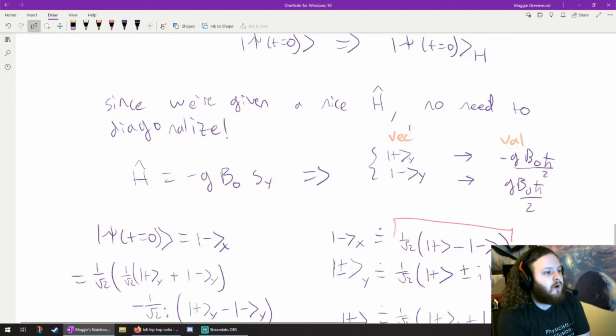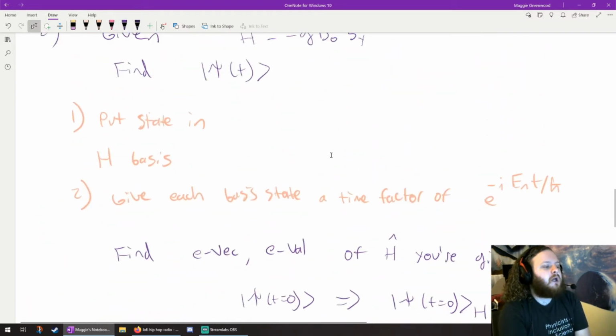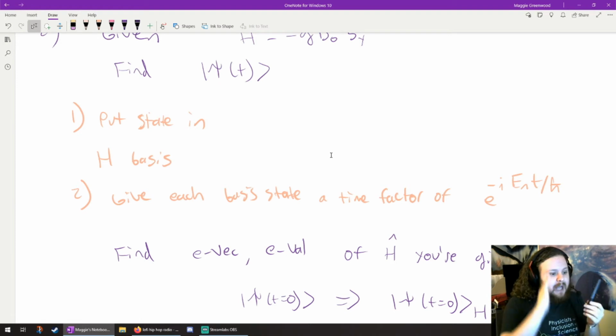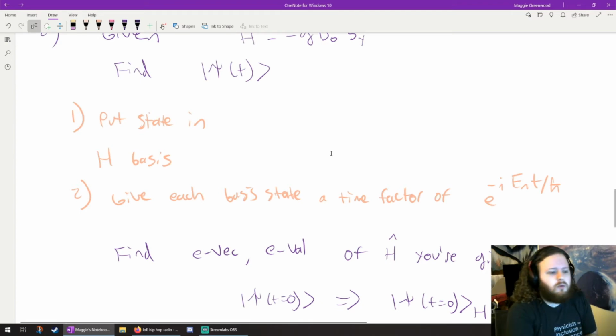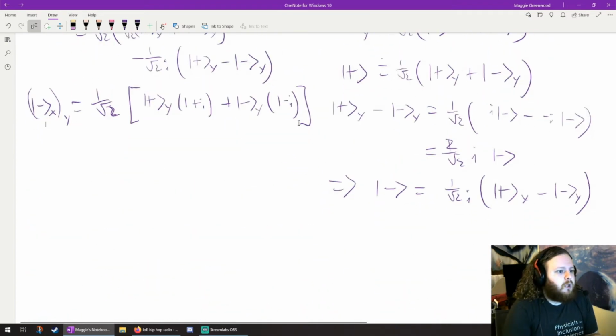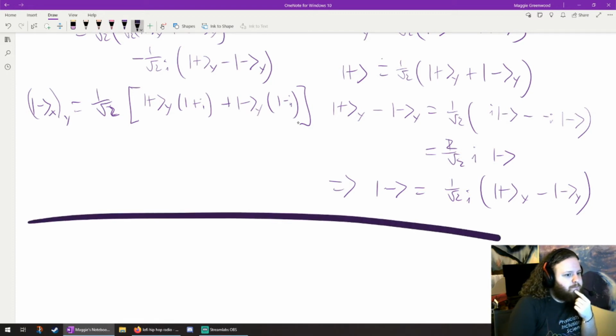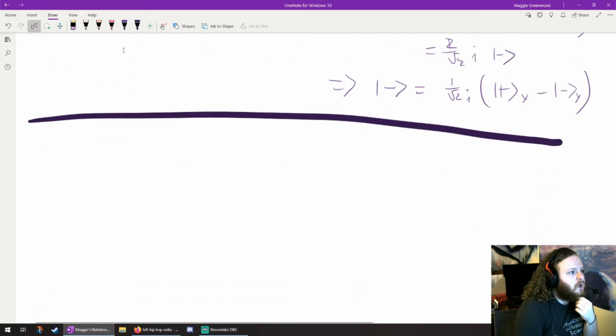only way I can time evolve, as per my rules back up here, is to put the state in the Hamiltonian's basis, which in this case is the y basis, and then just brainlessly and arbitrarily give every basis state that's there a time factor of e to the minus i E t over h bar. Moving on. So now we can time evolve.